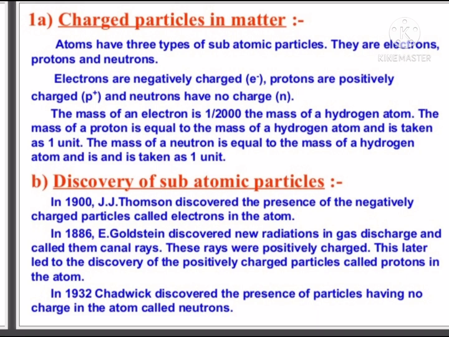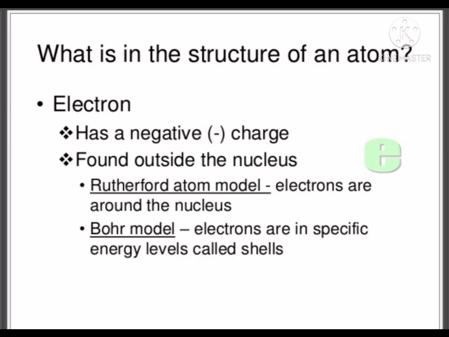Atoms have three types of subatomic particles. They are electrons, protons, and neutrons. J. J. Thomson discovered electrons, E. Goldstein discovered protons, and Chadwick discovered neutrons.